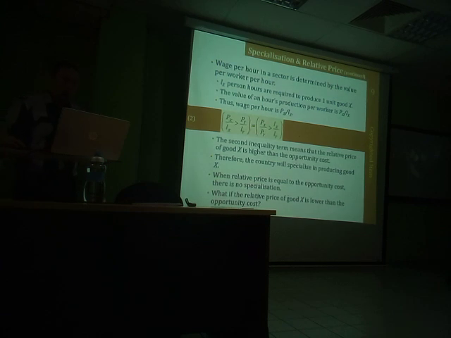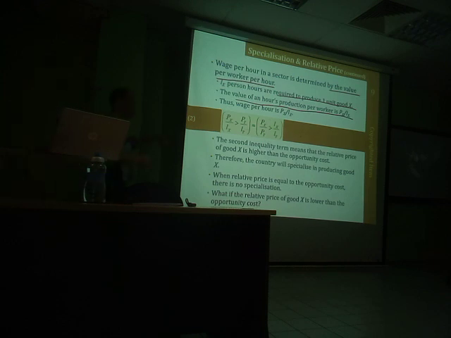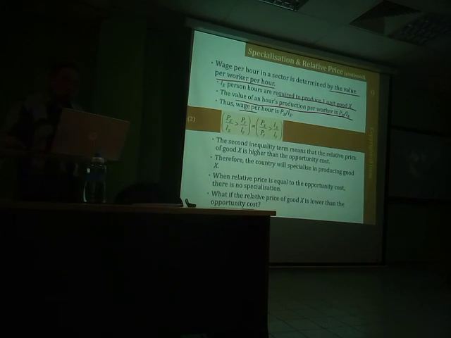Now, wage per hour in a sector is determined by the value of workers' hours. Just now I said, L_X is the person-hours required to produce 1 unit of good X. So the value of an hour's production per worker is equal to the price of good X divided by the labor hours for good X. So the wage per hour will be equal to this ratio.